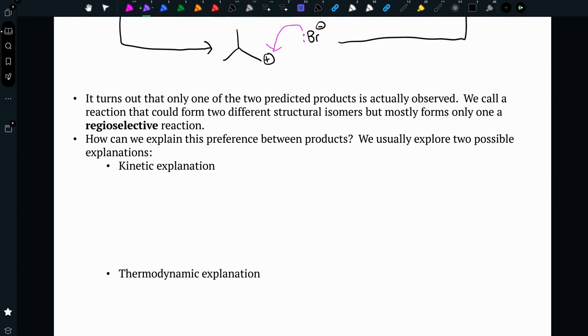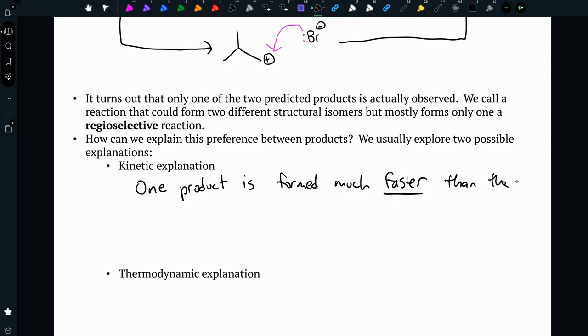Generally, when we're trying to explain regioselectivity, there are two possibilities that we consider, two broad categories. One would be a kinetic explanation. And in a kinetic explanation, what we're saying is one product is formed much faster. Now, if you remember from general chemistry, the reason one reaction might happen faster than another is because that pathway has a lower activation energy.